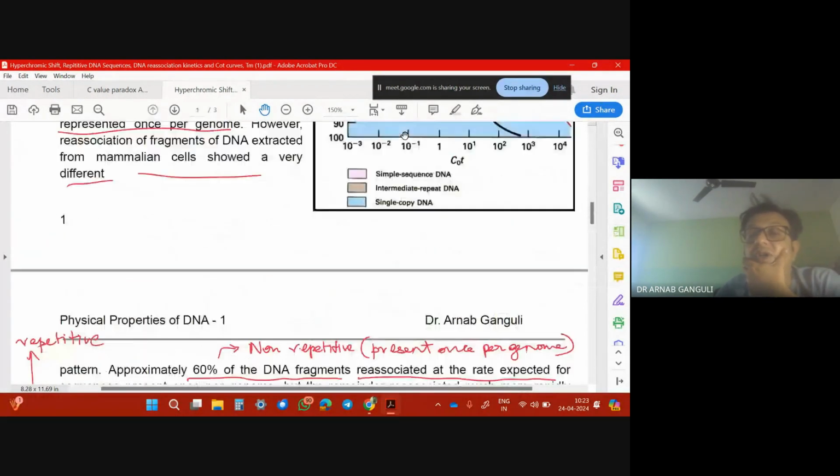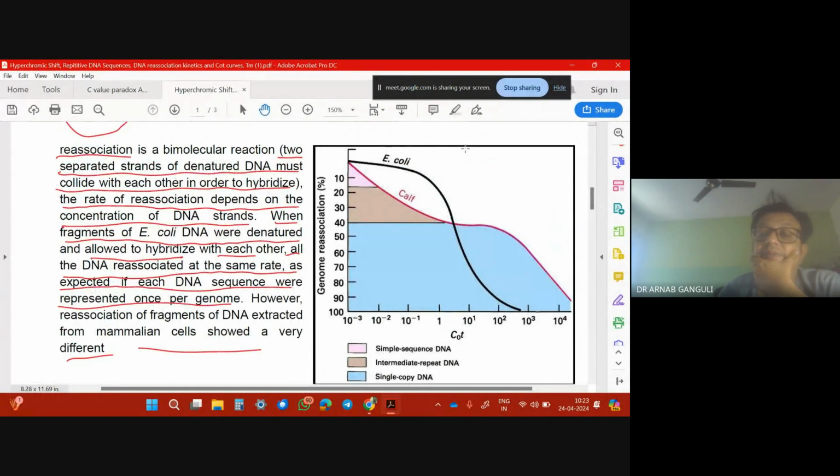So this is how the COT curve looks like. This is the COT value over here and genome reassociation, and this is measured by absorbance. Single stranded, double stranded: single stranded more DNA, more absorbance, double stranded less absorbance. So here, as the COT value goes up, with more time and initial concentration of DNA, the absorbance goes down. But here in the calf it goes gradually down.